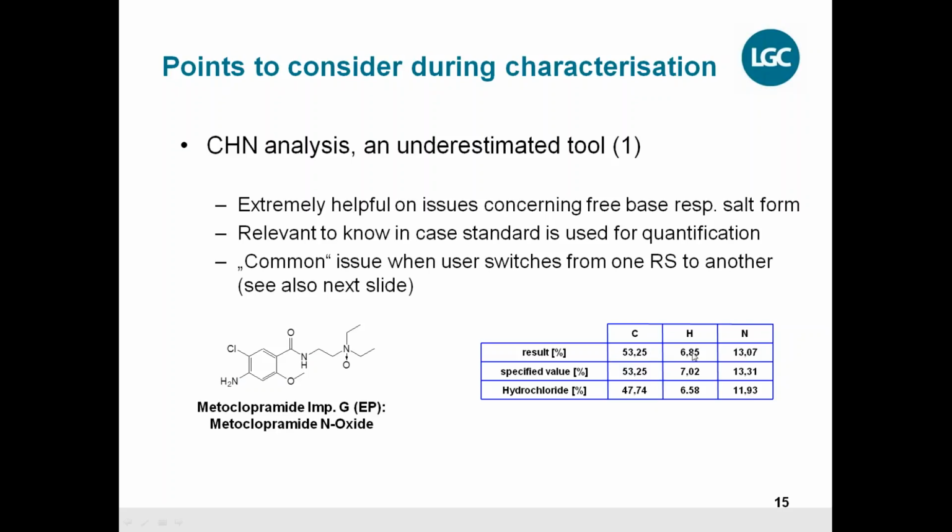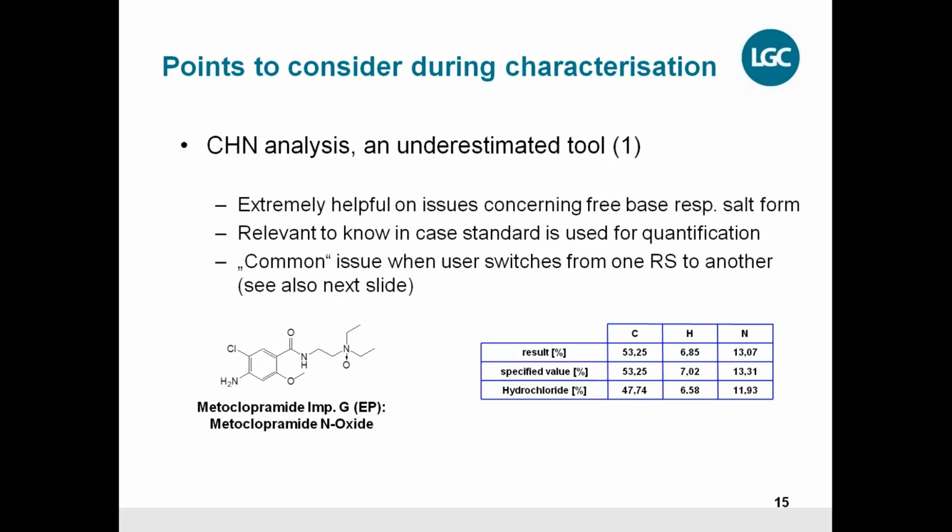And you can see that very easily when you do CHN analysis. You see here the result for our material. You see here the specified value, the theoretical value, and you see that the values for C, H, carbon, hydrogen, and nitrogen are matching very nicely the specified value, and that we could be sure that we do not have the hydrochloride at hand, because the specified values for the hydrochloride did not match at all with our findings here. So that was one specific thing we could show the customer there.